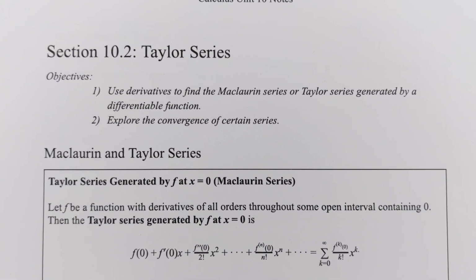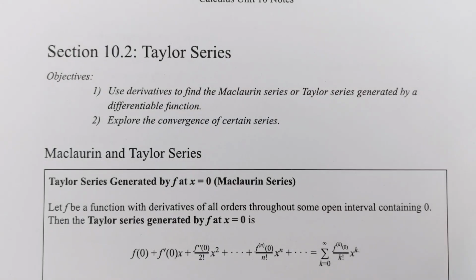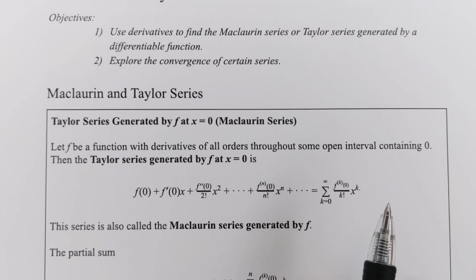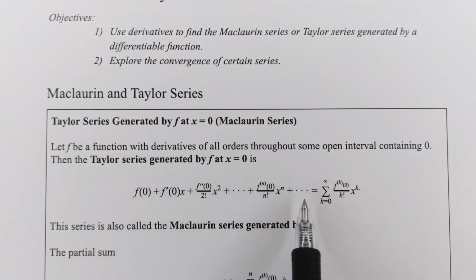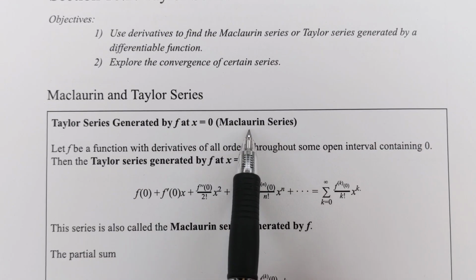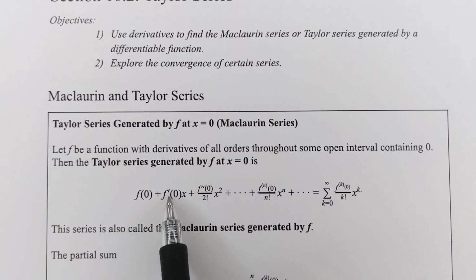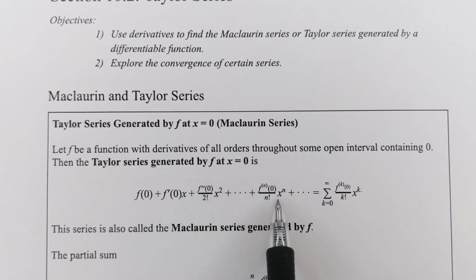Right, so here are the notes for section 10.2, which is a Taylor series. What a Taylor or a Maclaurin series does is it's a polynomial that approximates the shape of any other given function. So it follows this pattern. This is for x equals 0, which is specifically a Maclaurin series. So it's f of 0 plus f prime of 0 times x, and so on and so forth.